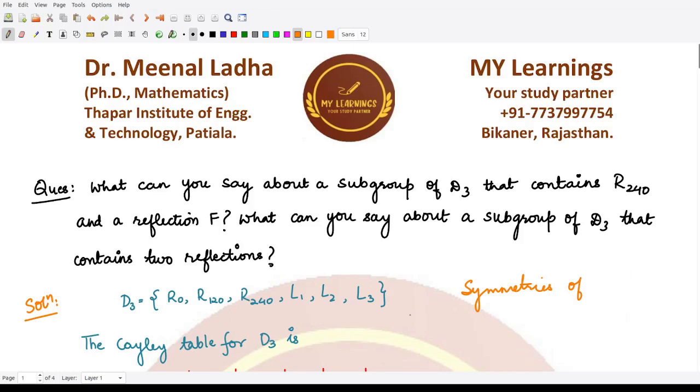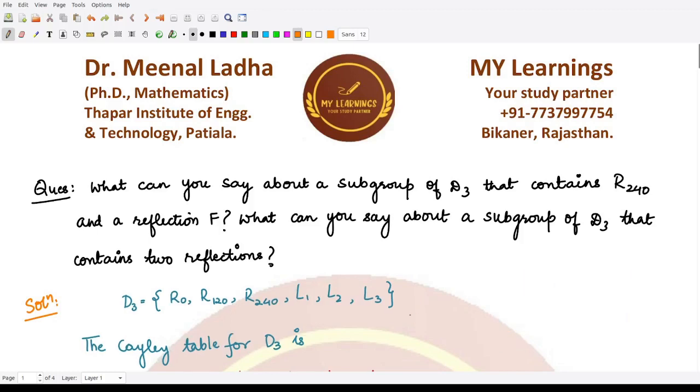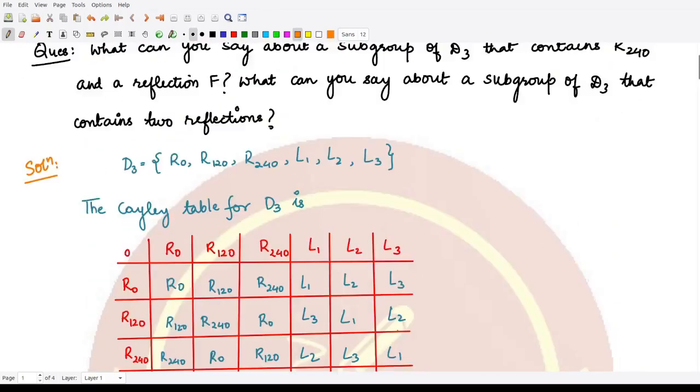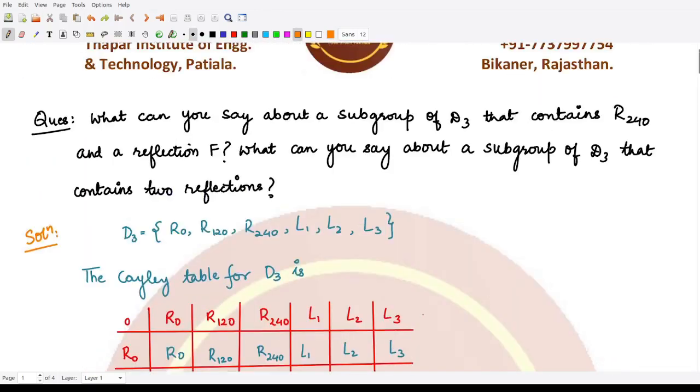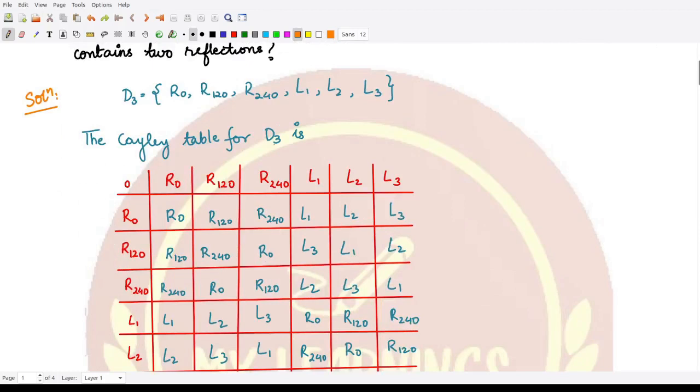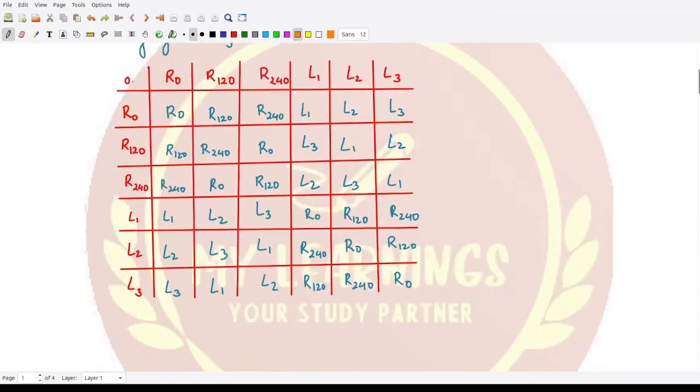Okay, so knowing this, we have already drawn the Cayley table for this one, right? What is that Cayley table? The Cayley table for D3 is, we have written it like this. Here the operation is composition, correct?